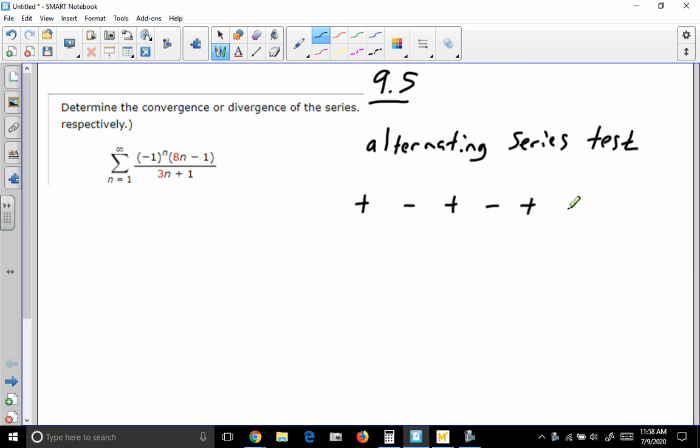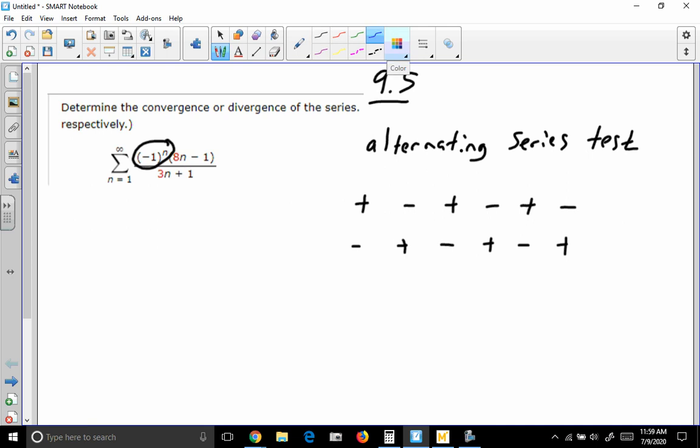Positive, negative, positive, negative. It could start out positive, it could start out negative. And the piece that generates the alternating signs is when we have a -1 to a power. So anytime the exponent is odd, this is going to be negative. Anytime the exponent is even, that's going to be positive.